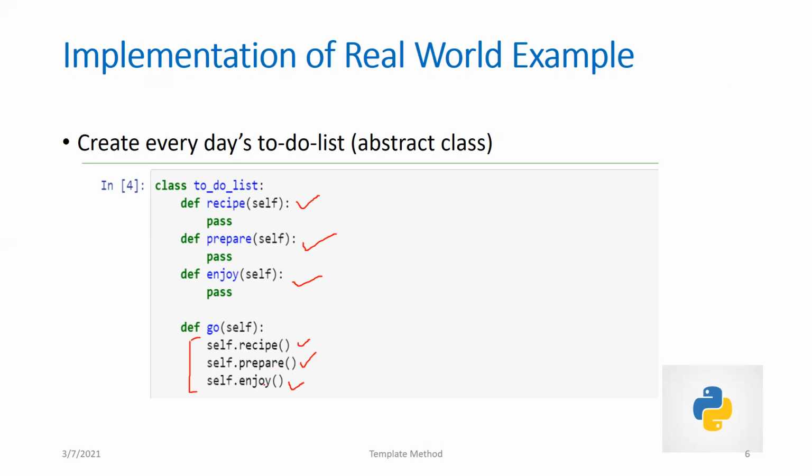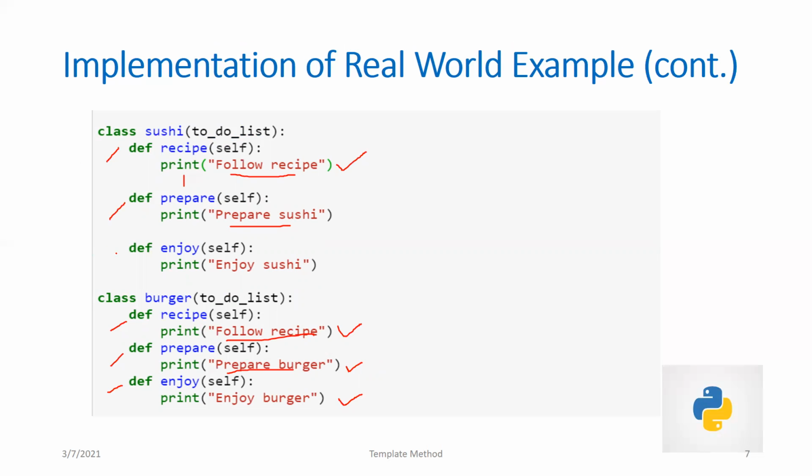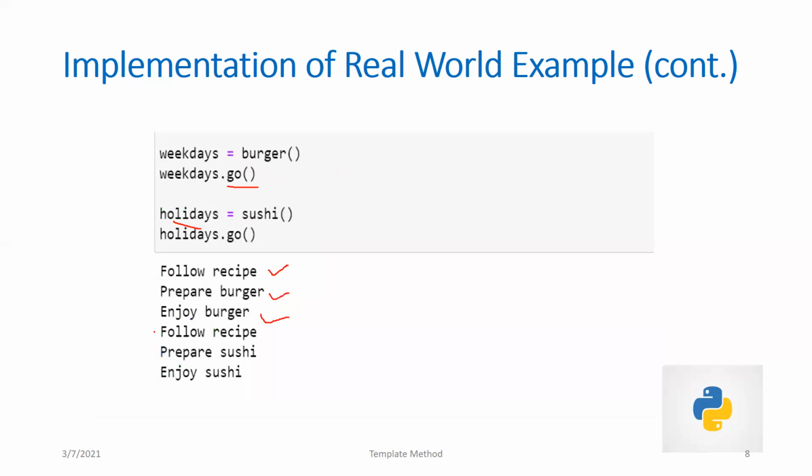And after that, the control will move to the enjoy. So he will find another enjoy in his sushi class. So the control will print enjoy sushi. So these three outcomes will be printed. So here the same method is called, but the output is different. That means output has been overridden in the subclasses.